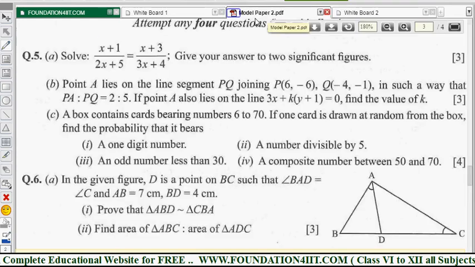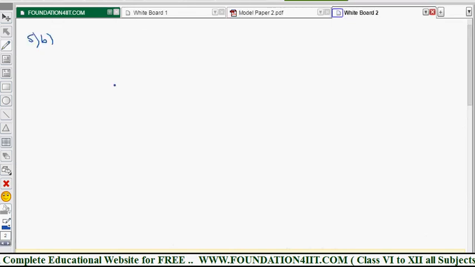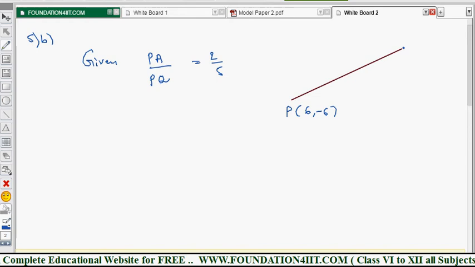So here the points are given: P (6, minus 6), Q (minus 4, minus 1), and the ratio PA is to PQ is 2 is to 5. That is, PA by PQ is equal to 2 by 5. So let's take the line. Point P is given, that is 6 comma minus 6, and Q is also given, minus 4 comma minus 1, and A is a point somewhere in the middle, but PA to PQ is 2 is to 5. Then PA is 2, so this must be 3.